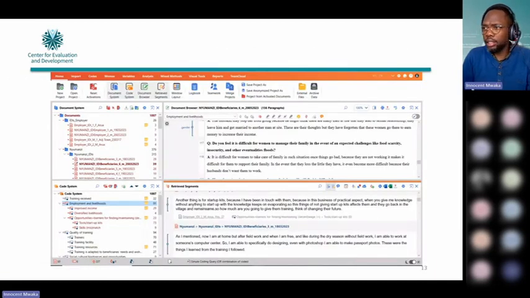I'm not sure how well it shows, but the MaxQDA display helps us because it has these four windows, and the document system is the one on the upper left for me.